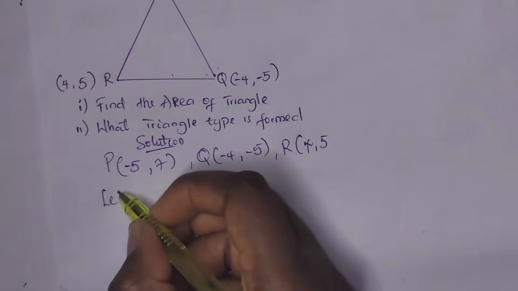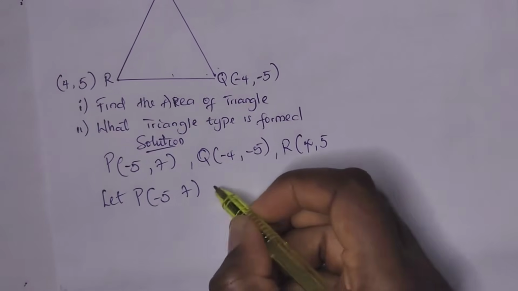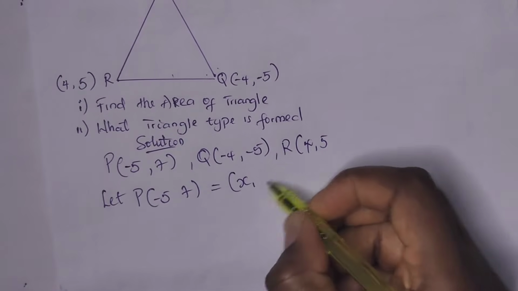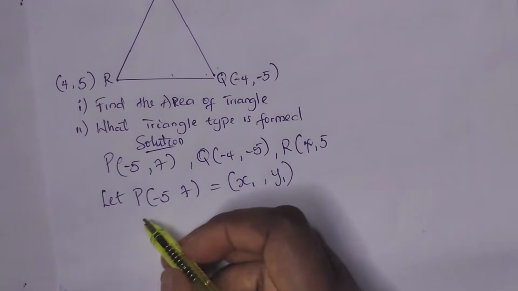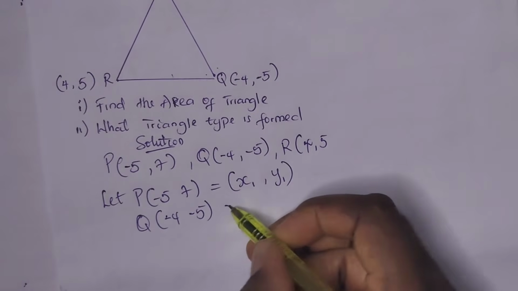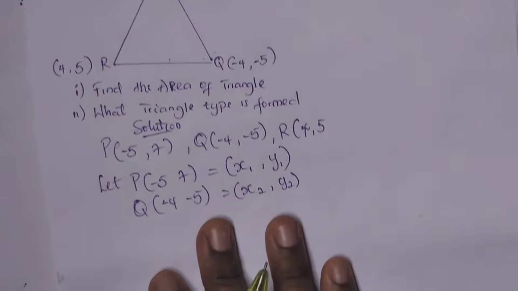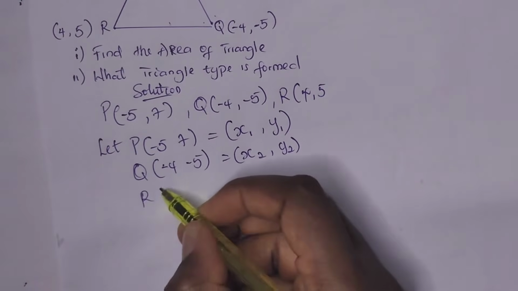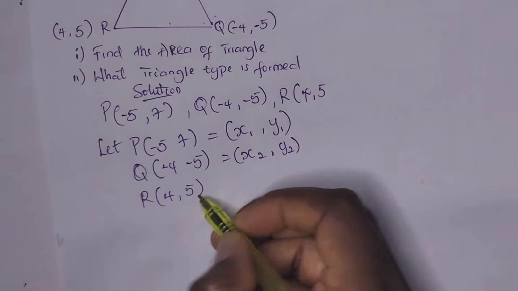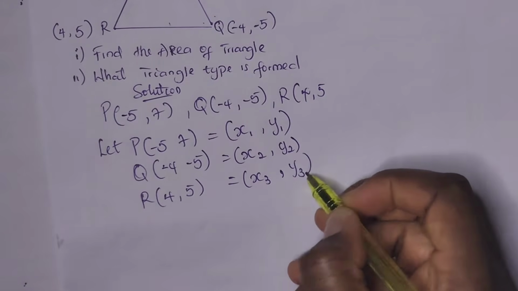So let the coordinate point of P, -5 and 7, be equal to x1 and y1, and the coordinate point of Q, -4 and -5, be x2 and y2, while that of R, 4, 5, be our x3 and our y3.